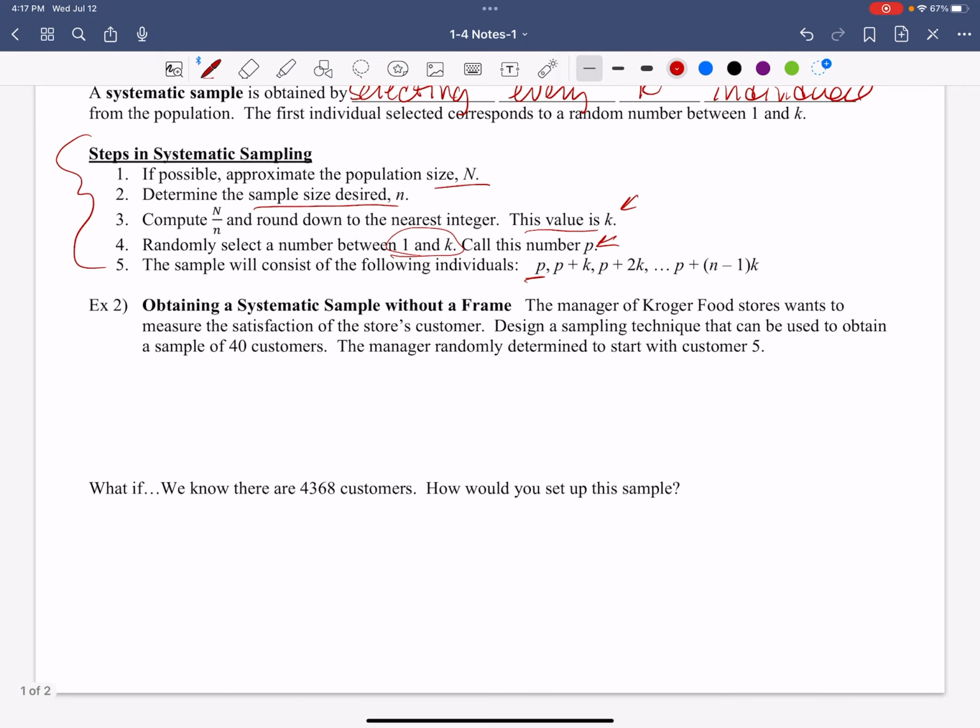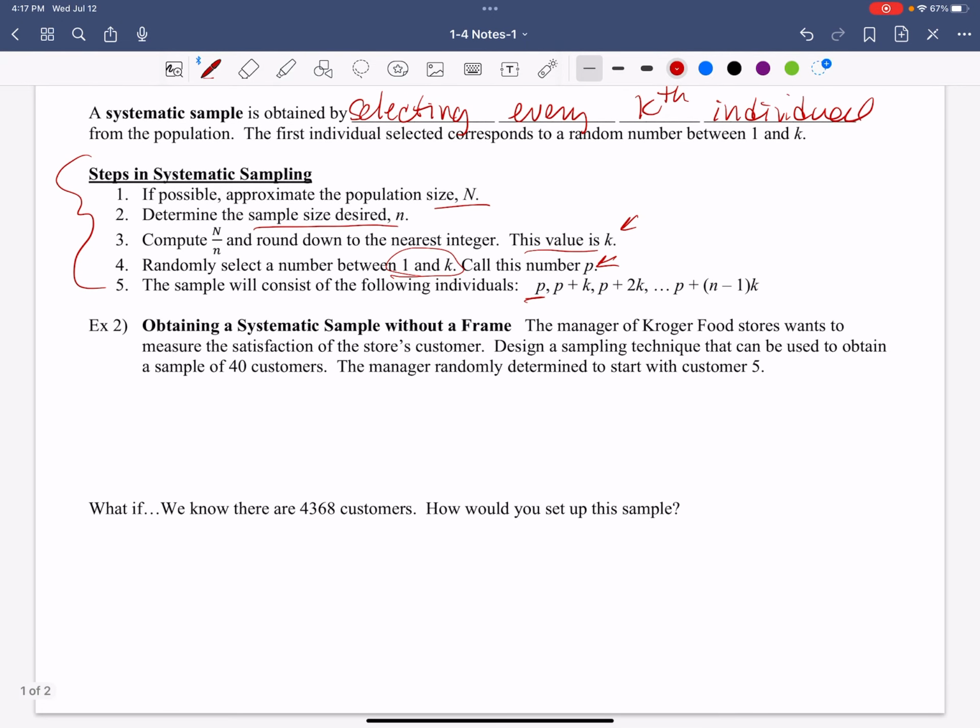So here's our example. We are going to do this without a frame. Remember, a frame is based on the population. So I don't know how many there are at this particular Kroger food store. So it's just an unknown. The manager of Kroger food stores wants to measure the satisfaction of a store's customer. So we're going to design a sampling technique that can be used to obtain a sample of 40 customers.